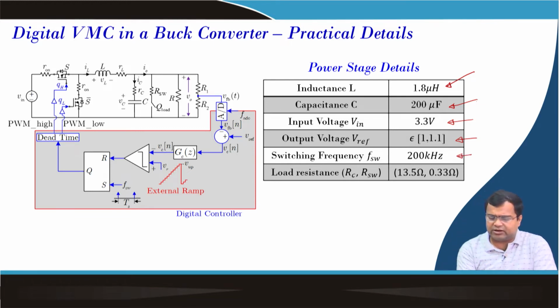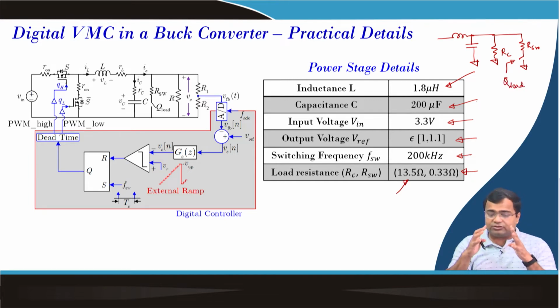The switching frequency is 200 kilohertz, and we have considered two discrete load resistances. One is a continuous load resistance, another is a switched one. For example, we are talking about the output side of the buck converter. Here we have a continuous load which we call RC, and there is a switch load connected to RSW, which is controlled by Q load that we discussed in the previous lecture.